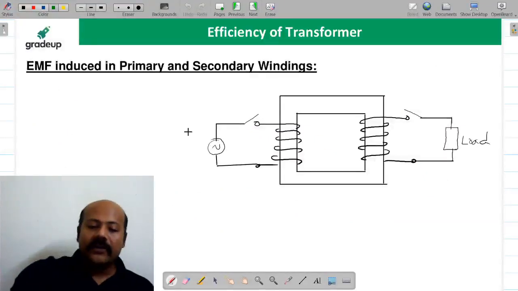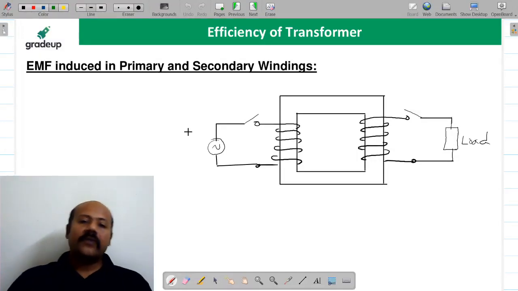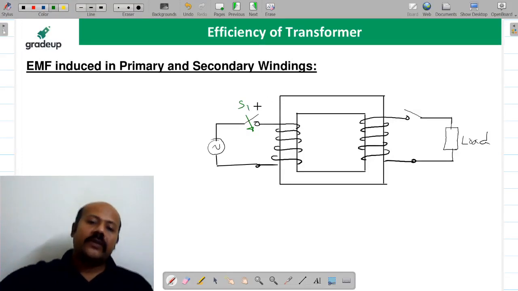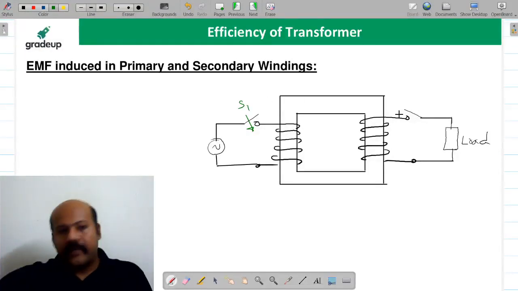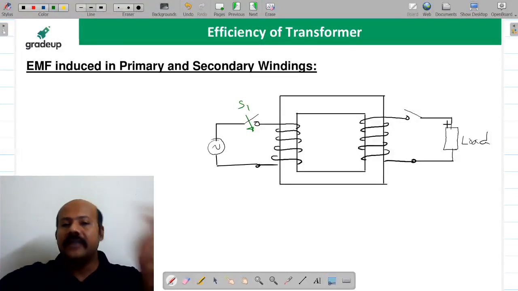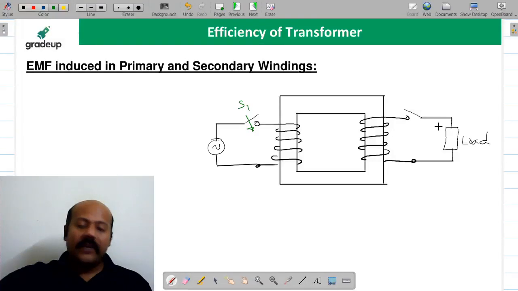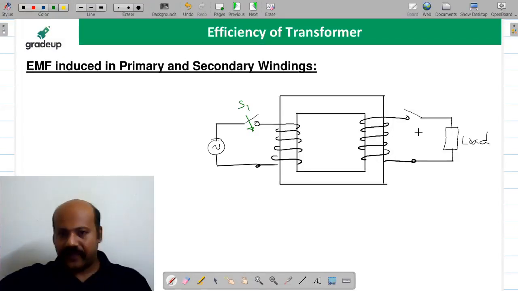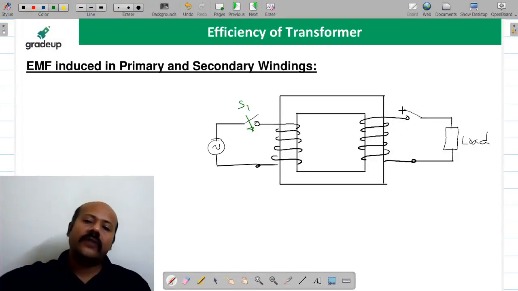And now we are going to see the EMF induced in the primary and secondary windings. I hope it is clear to all of you. Now let us see how we are going to find the EMF induced. Suppose this switch S1 is closed, suppose S2 is open. Because we are just interested in the EMF induced, we are not interested in the current at this time. We'll see the current when we balance the MMF. When we have the MMF balance, then we will discuss this switch S2 also closed. So let it be open.